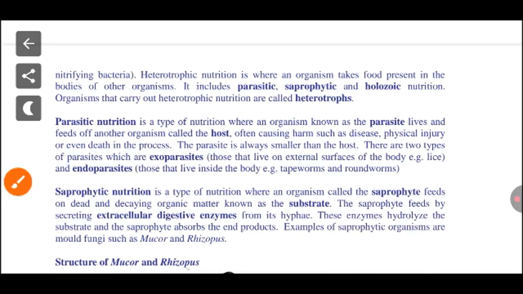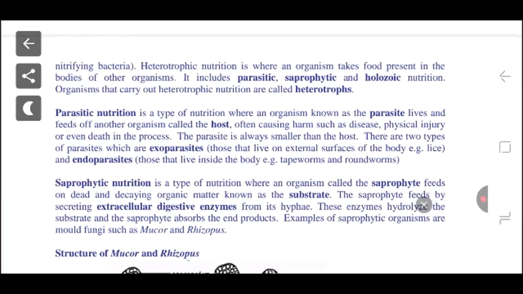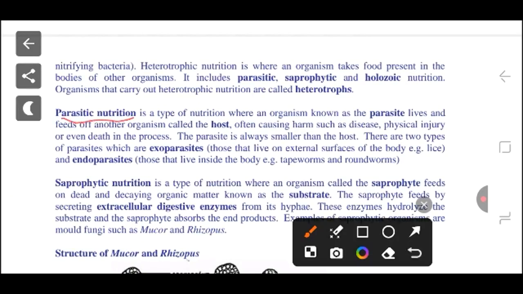So we go to one of the types of nutrition under heterotrophic, which is parasitic. This is a type of nutrition where an organism known as a parasite lives and feeds off another organism called the host, often causing harm such as disease, physical injury, or even death in the process. The parasite is always smaller than the host.